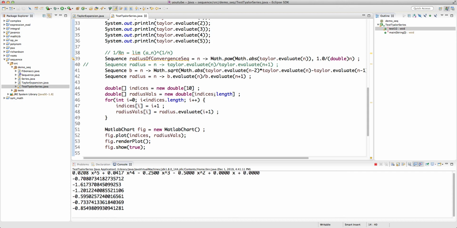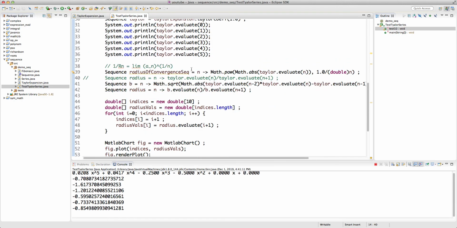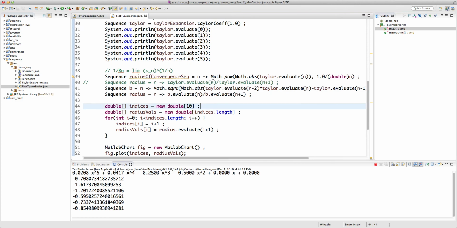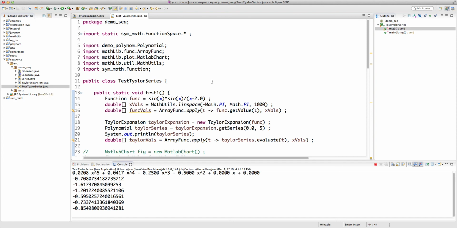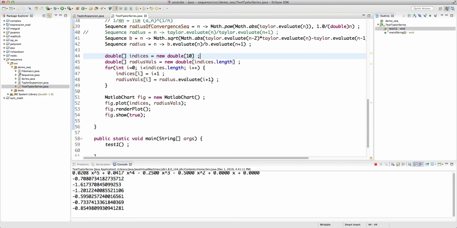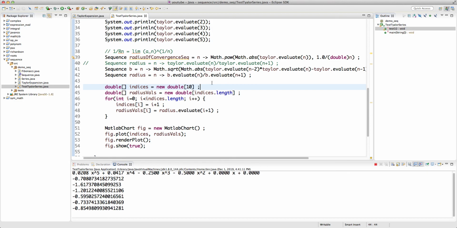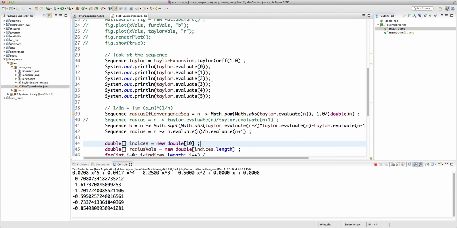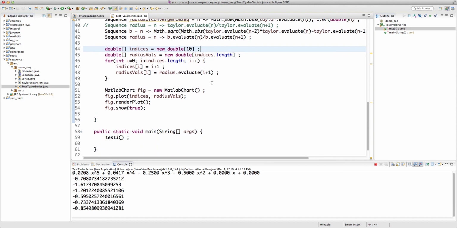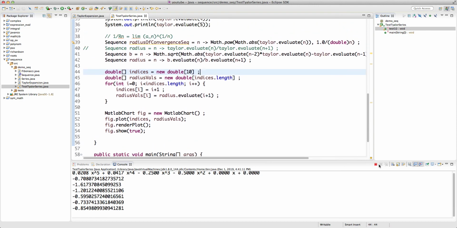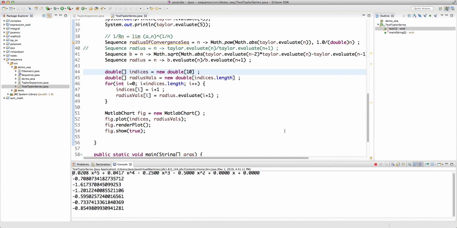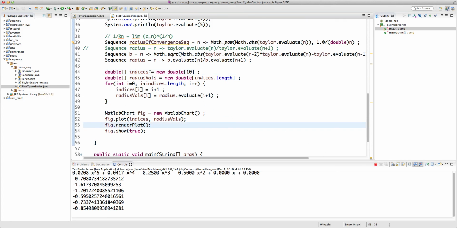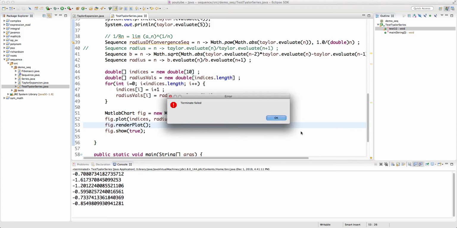This one is still calculating, so it takes time, even for 10 terms. Okay, it's still calculating. Alright, I'm going to stop this because this is taking too long, but this was the whole idea of the radius of convergence for Taylor series.